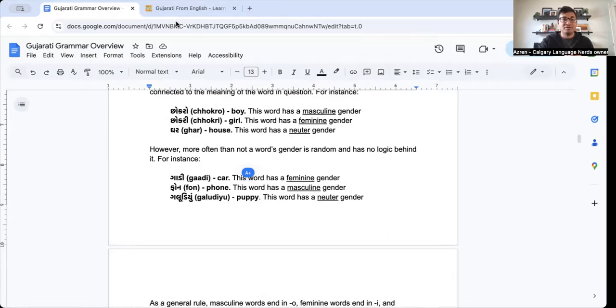It just is. Phone is phone, and it's a masculine gender. Why? I don't know. It just is. Galuriu is a puppy. Why is it neuter? I have no idea. It's a neuter gender. I don't know why. It just is.